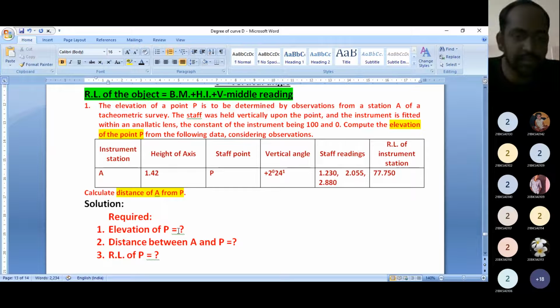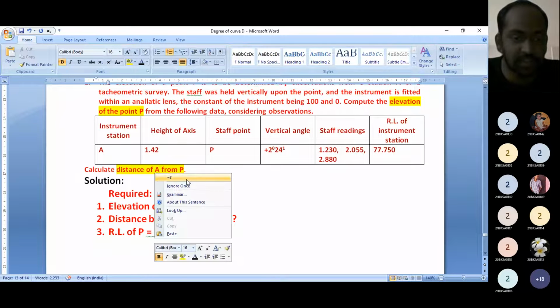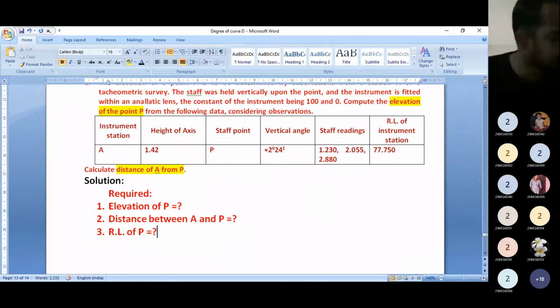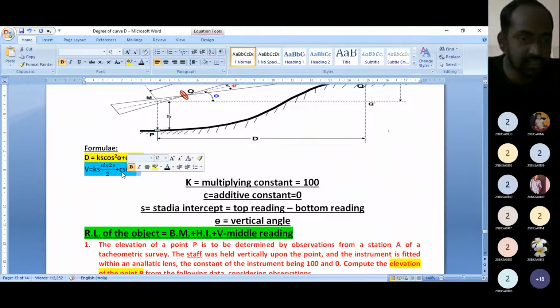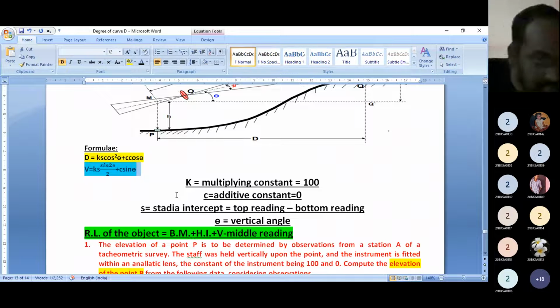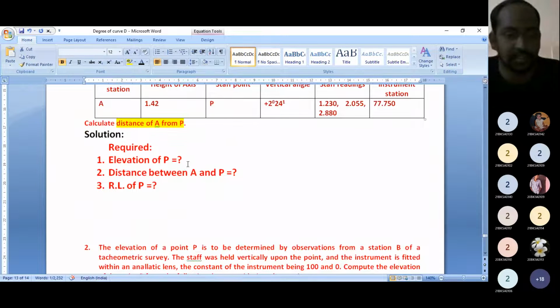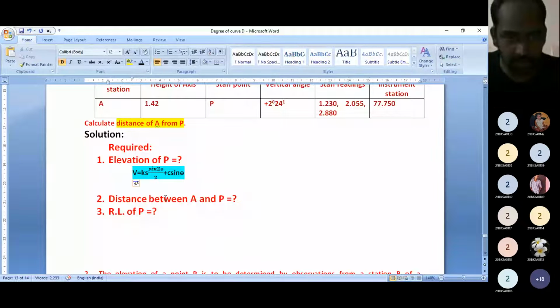What do you mean by elevation of P, or what is the formula for elevation of P? We have seen V is the elevation of P. This is the formula we have to use to measure it. V is equal to K S sine 2 theta divided by 2 plus C sine theta. I'm copying the formula here, and I will determine V.